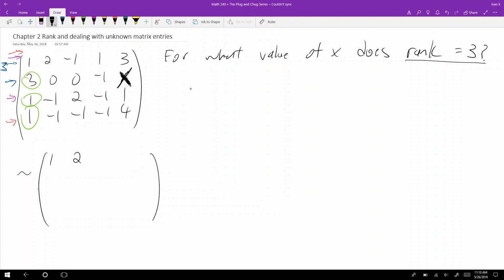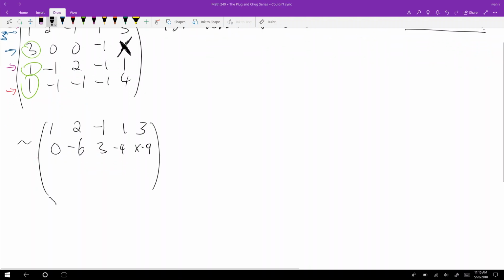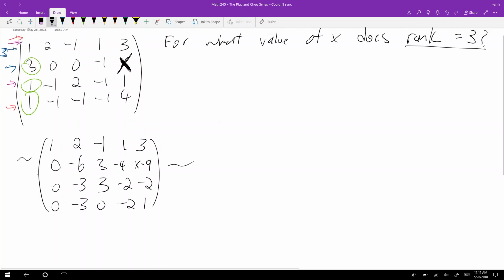And so we get 1, 2, negative 1, 1, 3. And then this becomes 0, negative 6, 3, negative 4, x minus 9. Then 0, negative 3, 3, negative 2, negative 2, and 0, negative 3, 0, negative 2, 1. Okay, so now we've zeroed out everything under the leading 1 in the first column, and what do we want to do now? Well, let's zero out this guy and this guy right here, and that way we can work our way towards something that looks like a row echelon form.